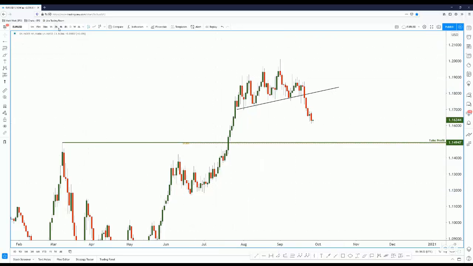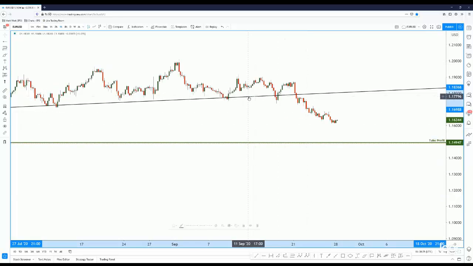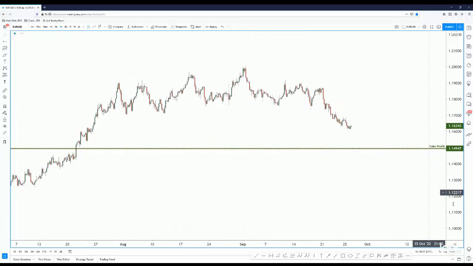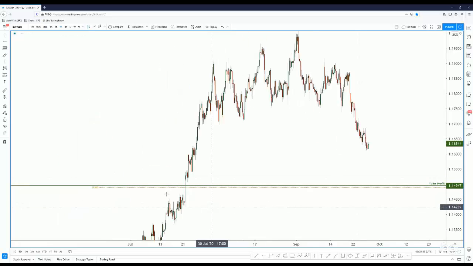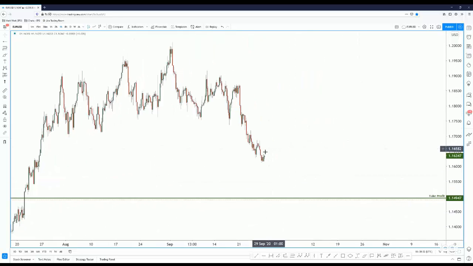And very quickly, let's go down to the 4 hours. We can ignore this trend line for now. Now, on the 4 hours, very simply, we have our daily take profit, the 61% retracement.